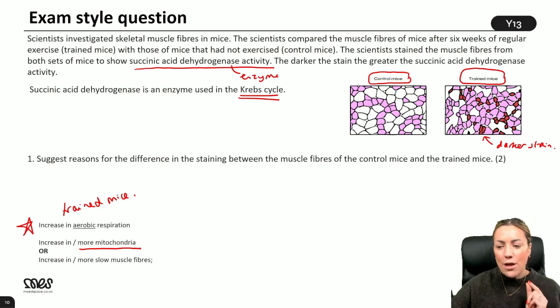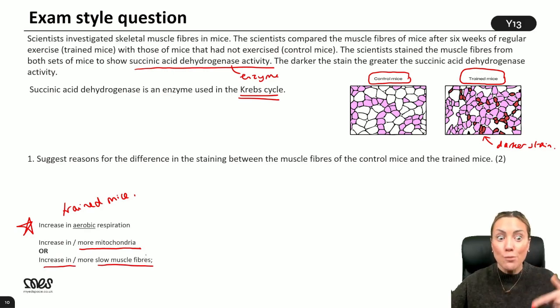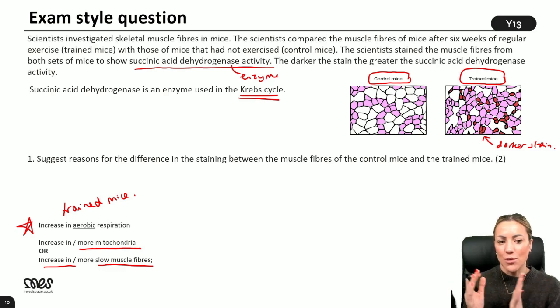Or maybe through their training, they've seen an increase in the number of slow muscle fibers, because slow muscle fibers do more aerobic respiration and they have more mitochondria. So we're suggesting maybe this training led to an increase in the number of slow muscle fibers in the trained mice. More slow muscle fibers, more mitochondria, more aerobic respiration, hence why there's more enzyme activity in the Krebs cycle, which is only happening in aerobic respiration.